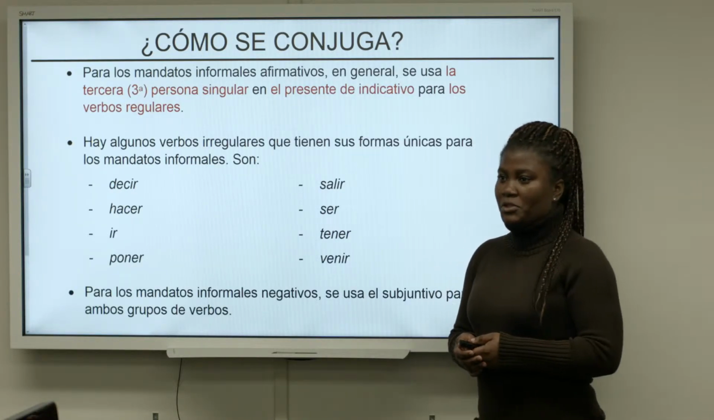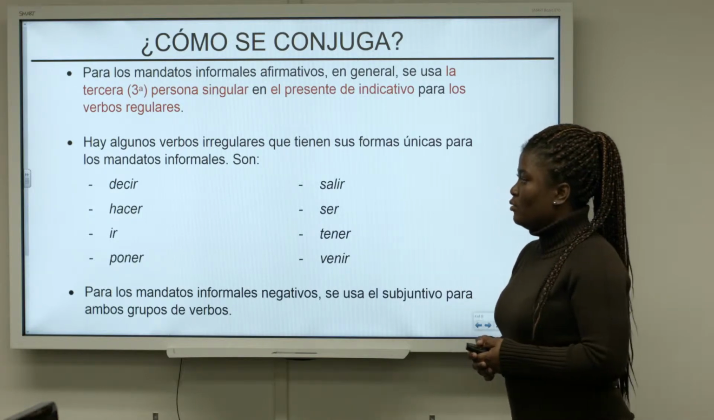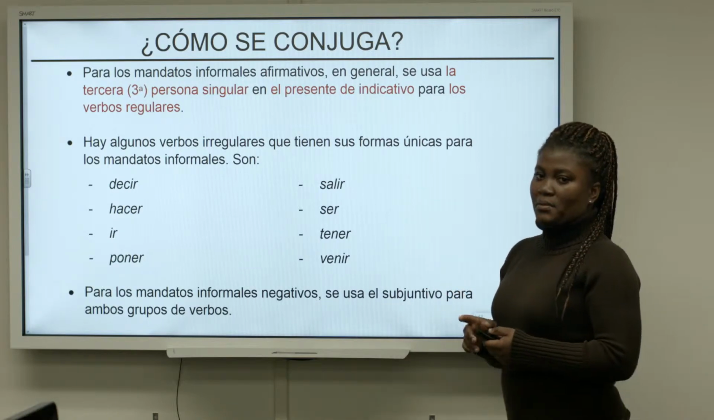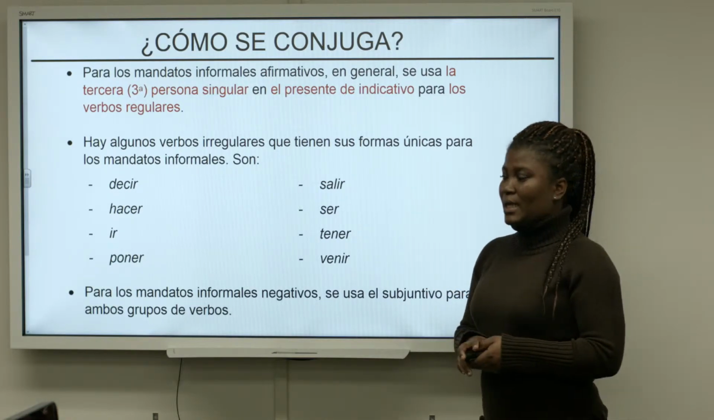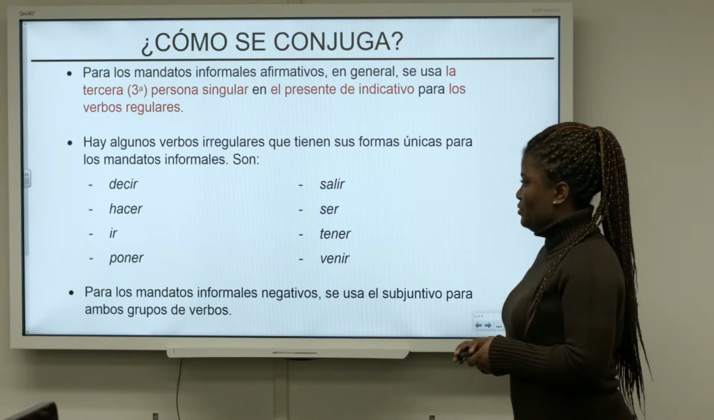Now, how do we conjugate the imperative in the informal tú? We use the third person singular in the present indicative tense for regular verbs. This is how it is conjugated.